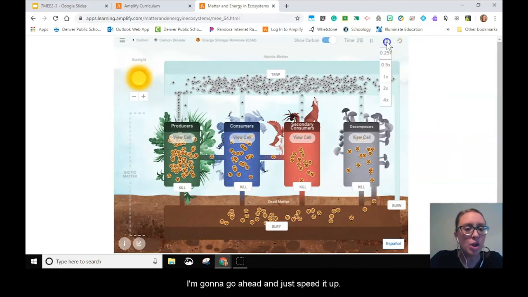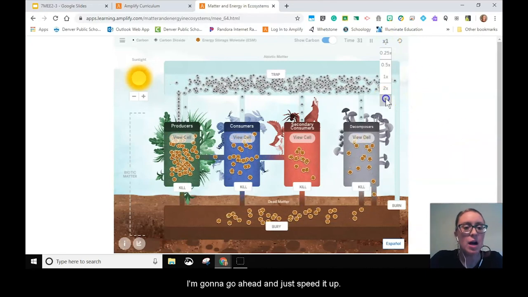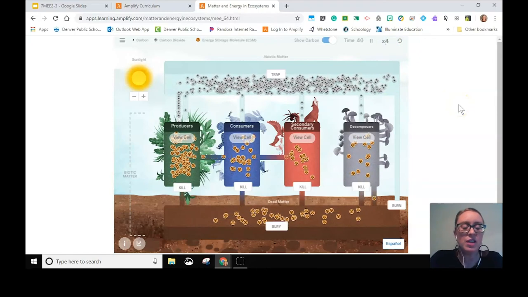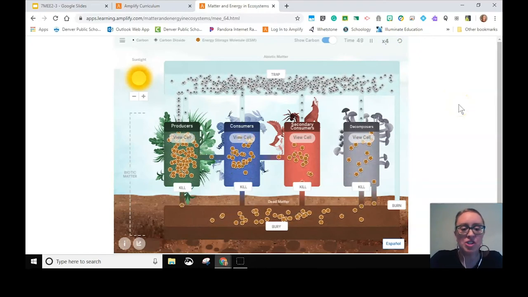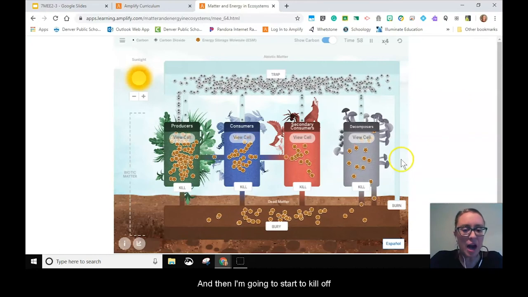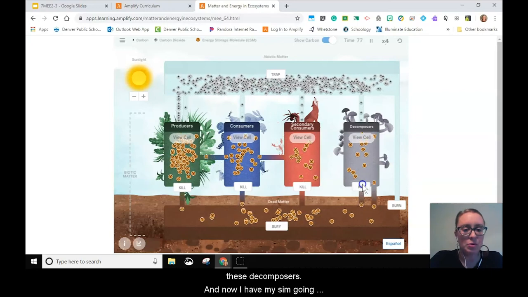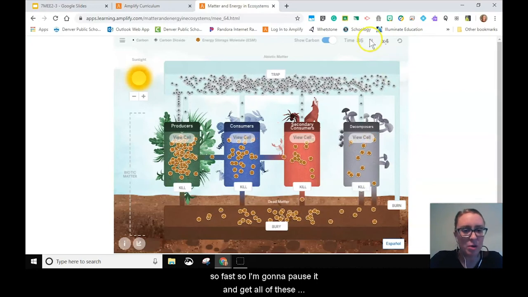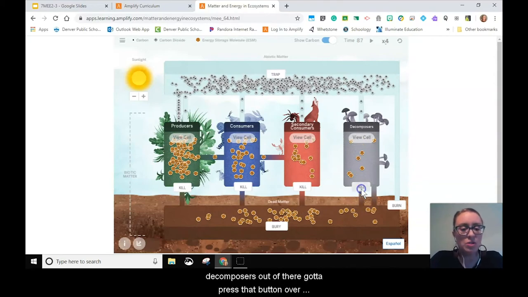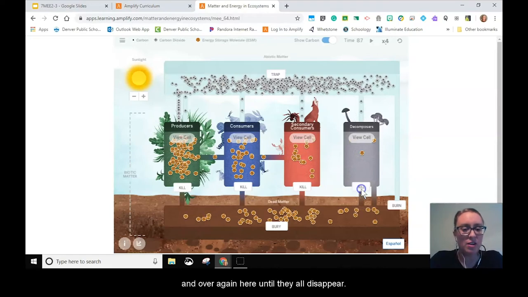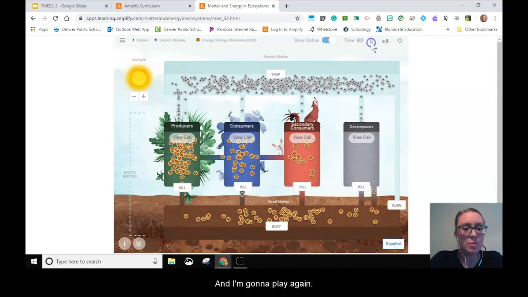So I haven't changed anything yet. I'm gonna go ahead and just speed it up, just to give it a little bit more time, I'm impatient. And then I'm gonna start to kill off these decomposers. And now I have my sim going so fast, so I'm gonna pause it and get all of these decomposers out of there. Gotta press that button over and over again here until they all disappear. Almost there, there we go. And I'm gonna play again.